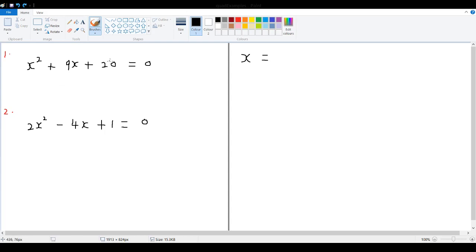So, we'll start with number 1. It's x squared plus 9x plus 20 is equal to 0. And we're going to be using the quadratic formula. So how do we do that?